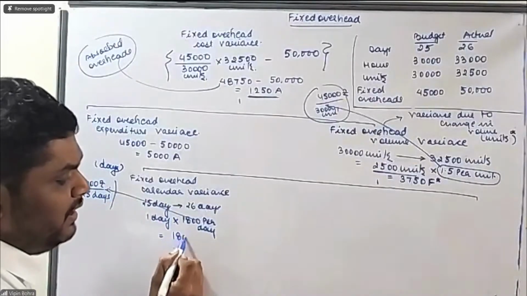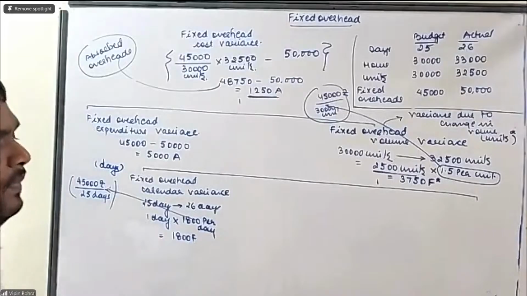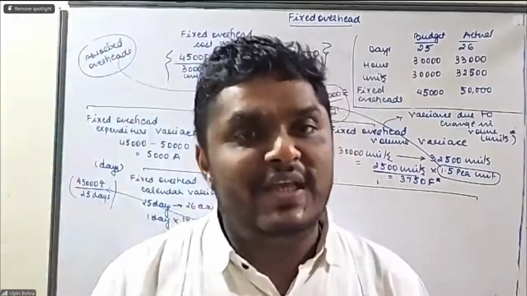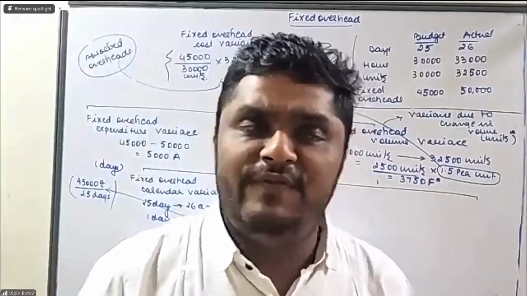So this will be 1800 favorable. Since we manufactured extra units, it's a good sign for the company. So that's why the variance was favorable.